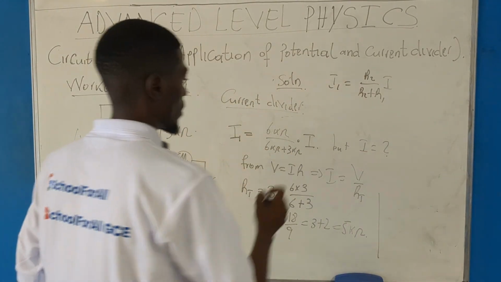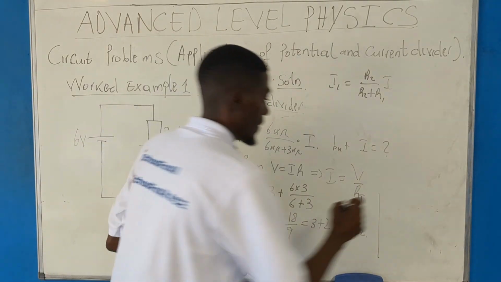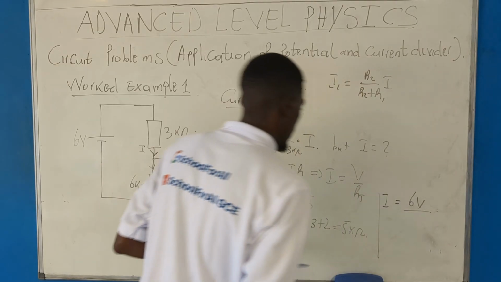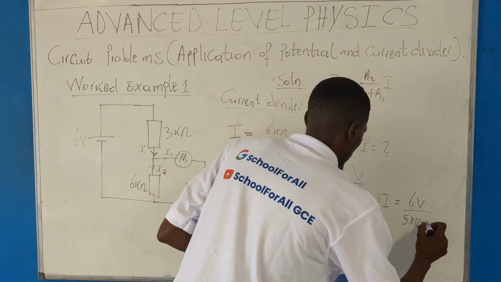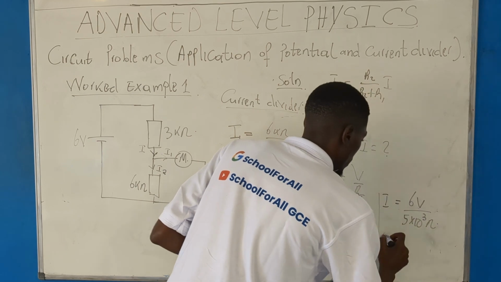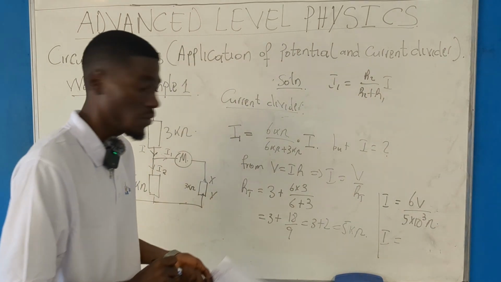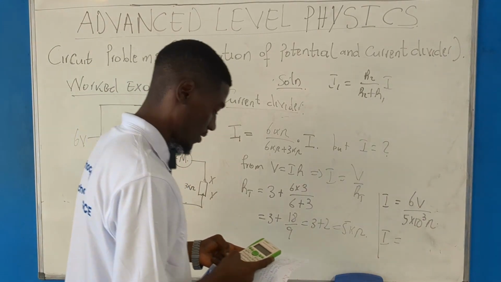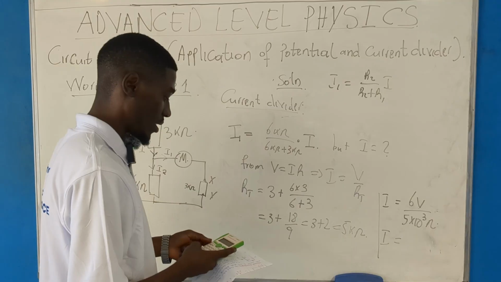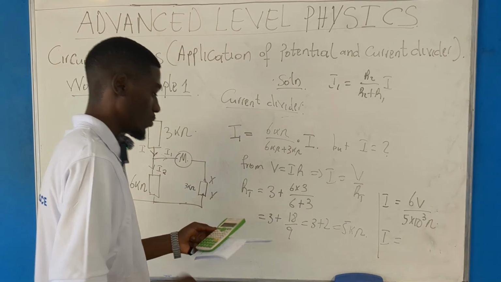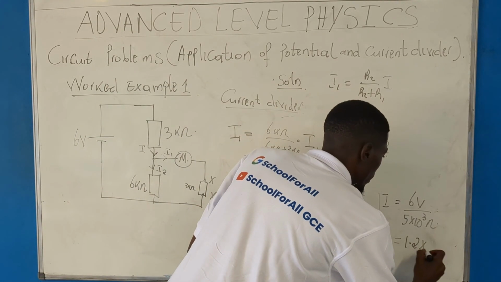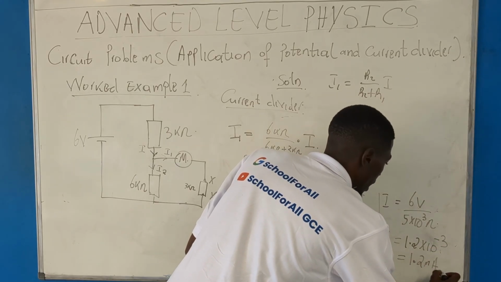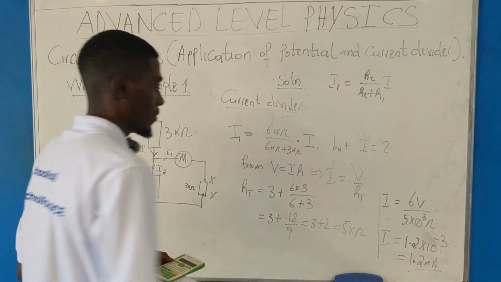So with the value of R total now, I can calculate the value of I. So my I is simply equal to V, which is 6 volts, divided by 5 times 10 to the 3 ohms. So by numerical application, we will have 6 divided by 5 times 10 to the 3, which is 1.2 times 10 to the negative 3, the same as 1.2 milliamperes. So there is the value of I.